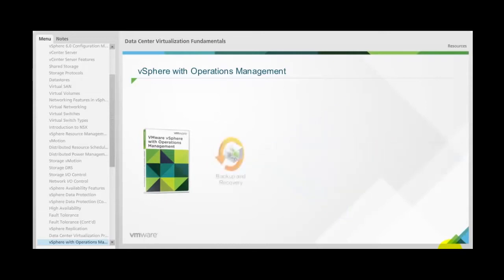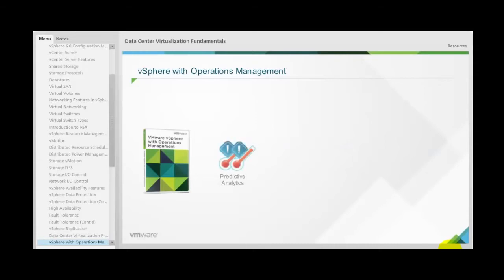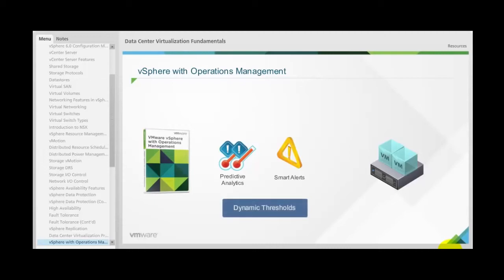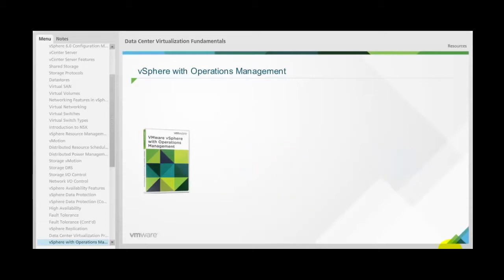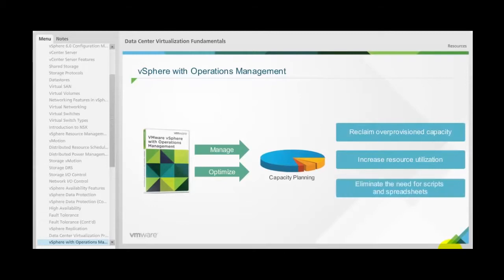The platform provides fast, efficient backup and recovery for virtual machines, in addition to replicating a running virtual machine to another location. With predictive analytics and smart alerts on the health of the virtualized system, vSphere with Operations Management enables proactive identification and remediation of system issues, with dynamic thresholds that automatically adapt to environments to provide fewer and more specific alerts. vSphere with Operations Management makes it easier to manage and optimize capacity planning. It allows you to reclaim over-provisioned capacity, increase resource utilization, and eliminate the need for scripts and spreadsheets.